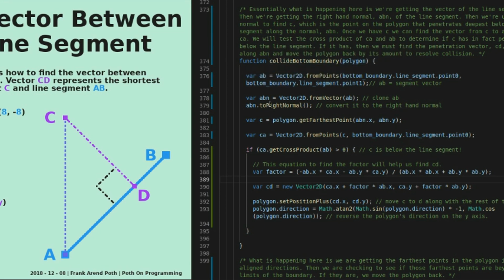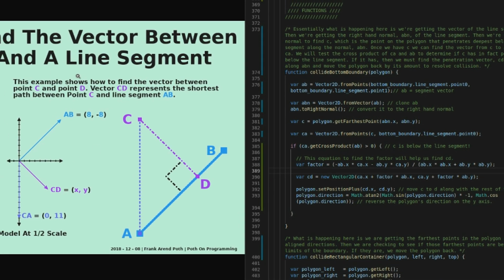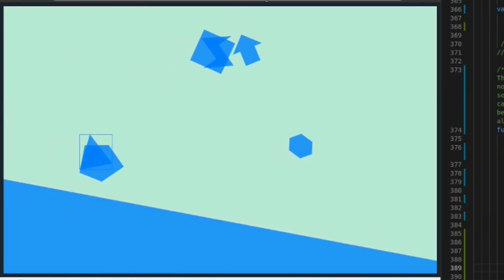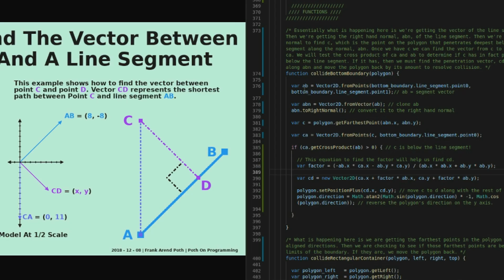The first thing we're going to do, and I kept the naming convention pretty much the same, so you can see what all this stuff is relative to this example graph right here. So AB is going to be the vector of our line segment. This line segment right here is going to be this big line segment from point 0 to point 1. So AB is going to be our line segment.